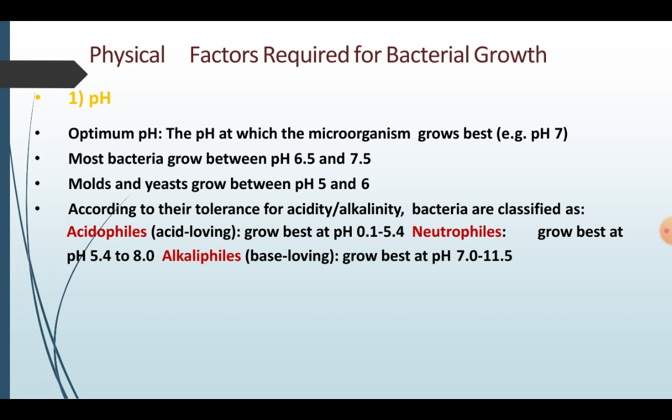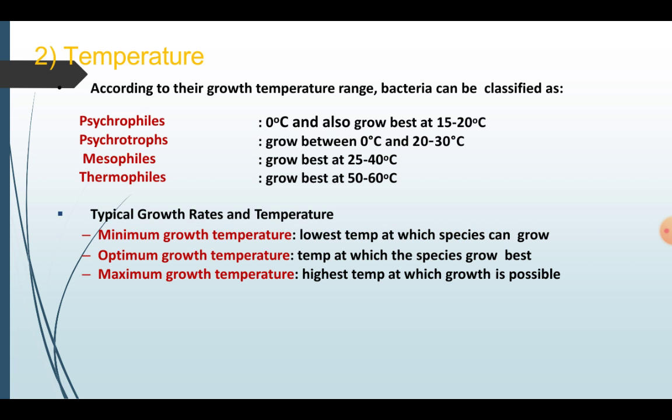Bacteria are classified as acidophiles, acid loving, which grow best at pH 0.5 to 5.4. Neutrophiles grow best at pH 5.4 to 8. Alkaliphiles, base loving, grow best at pH 7 to 11.5.